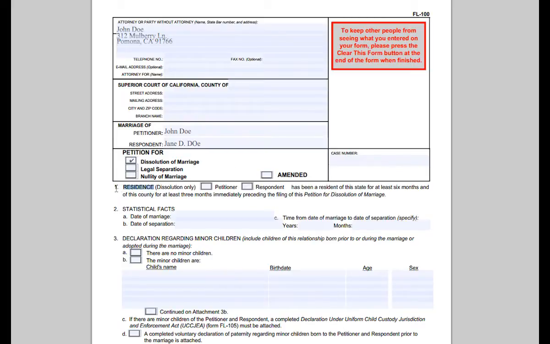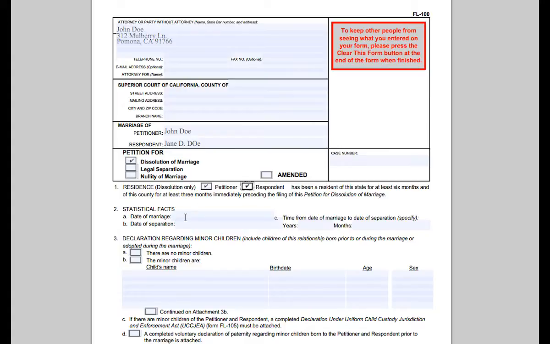Now for number 1, if you have lived in the state of California for at least 6 months and in this county for at least 3 months, check petitioner. If the respondent has lived in the state of California for at least 6 months and in this county for at least 3 months, check respondent. For our example, let's check off both petitioner and respondent.